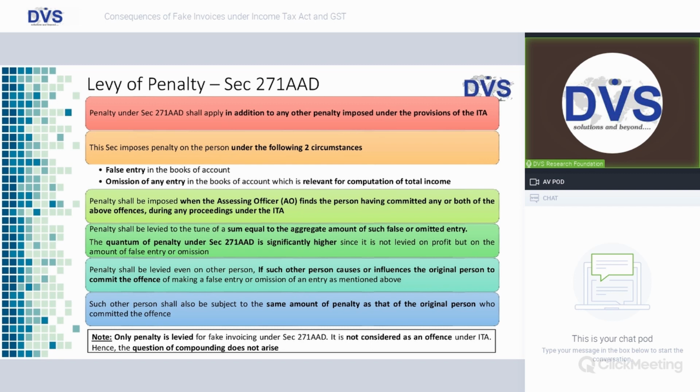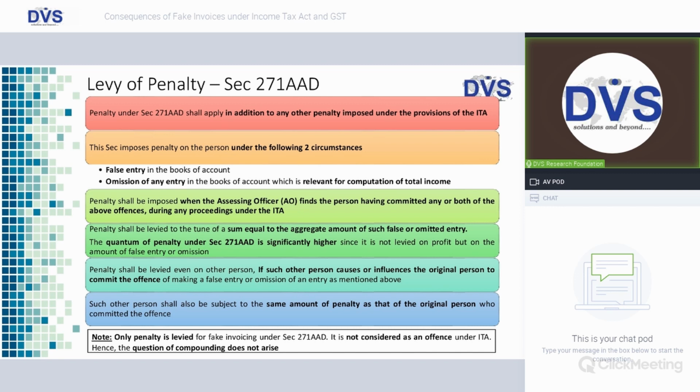The penalty is imposed under the following two circumstances: a false entry in the books of accounts, or an omission of any entry. What is a false entry and what is an omission? A false entry is generally where we have made a wrong entry, and an omission is where we have forgotten to pass any entry which is relevant for computation of total income. If these are the circumstances, then penalty under Section 271AAD can be levied. The penalty shall be imposed when the assessing officer finds the person has committed either or both of the above offences during any proceedings under the Income Tax Act.